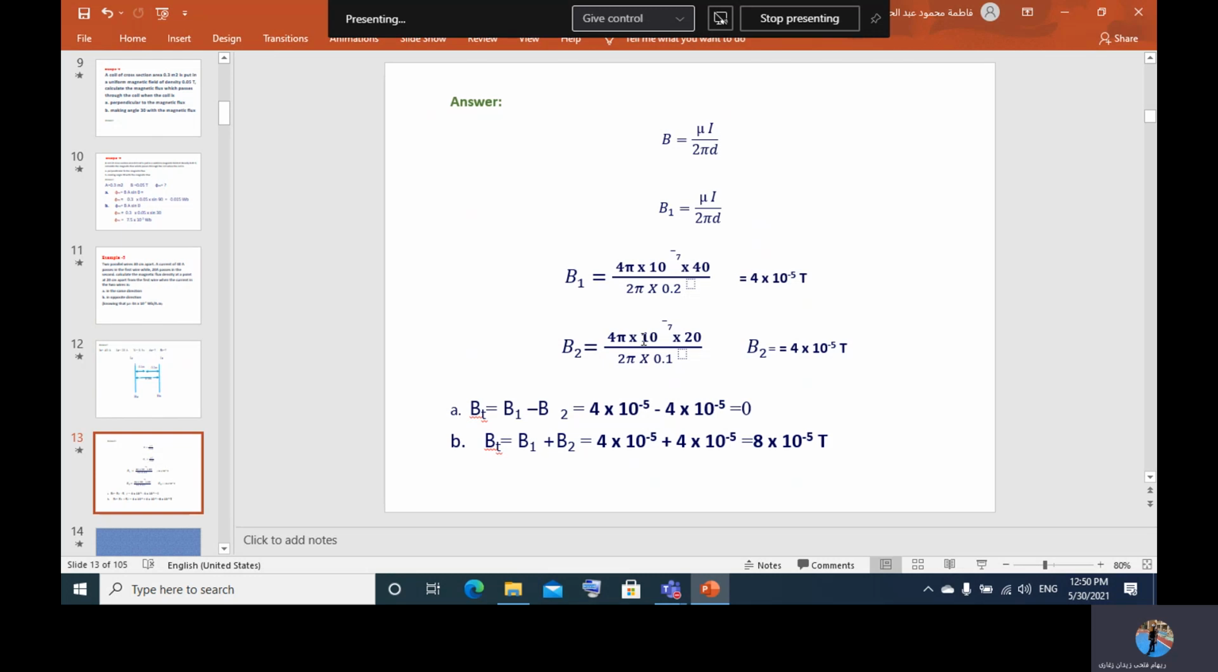B2 equals 4 pi times 10 to the power of -7. What is this? This is the magnetic permeability, which is constant, times I. What is I? 20. Why 20? Because this is the current intensity passing in the second wire. Divided by 2 pi, I put 2 pi as it is. And the distance is 0.1.